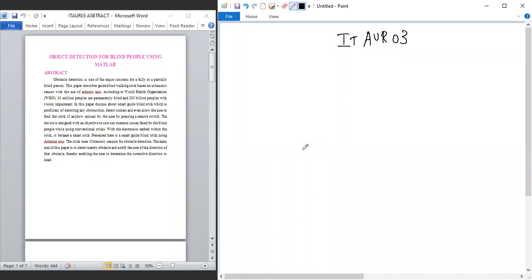Project code ITAUR03. Project title: Object Detection for Blind People using MATLAB. The main theme of the project is that we are going to detect the object which is in front of the blind person. This is the main concept.